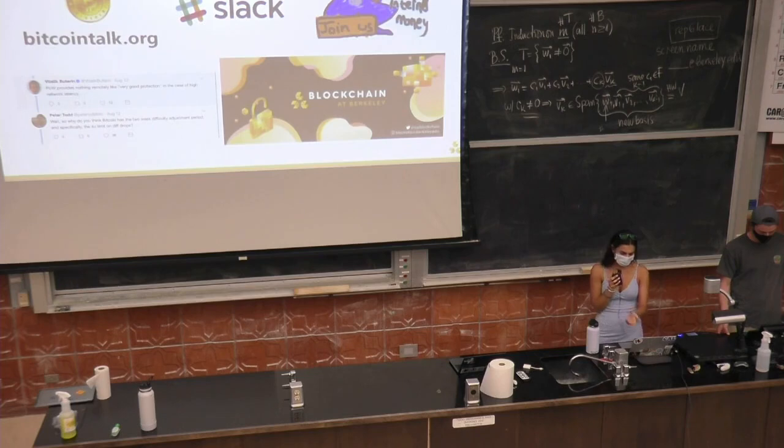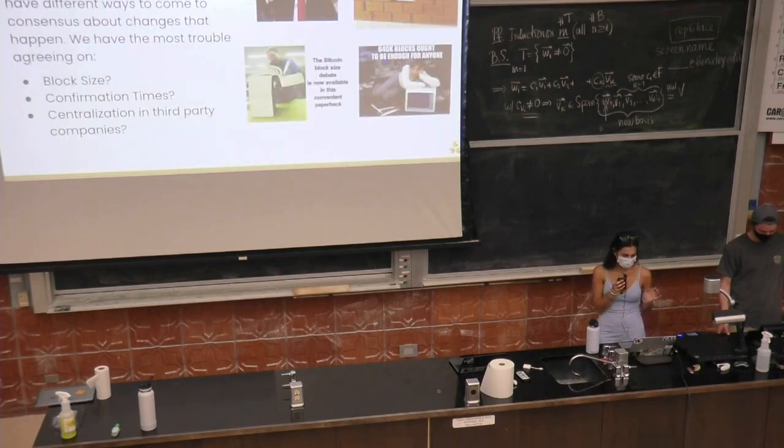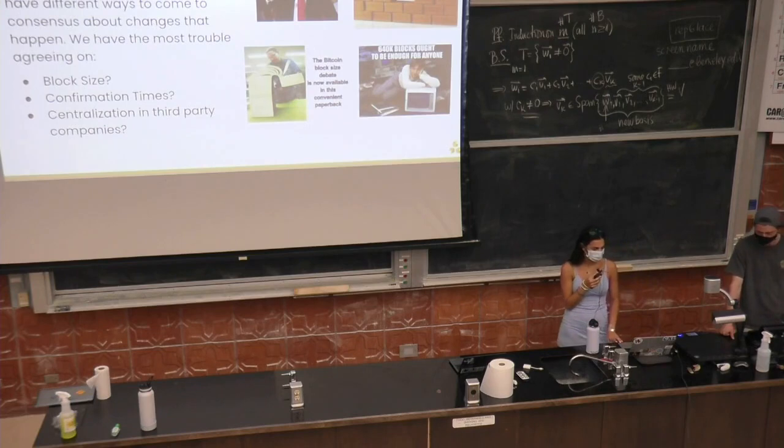We have our Twitter website example. In the blockchain community, we have different ways to come to consensus about changes that happen. We have the most trouble agreeing on block size, confirmation times, and centralization in third-party companies. These are some topics where there isn't even consensus within the blockchain community.